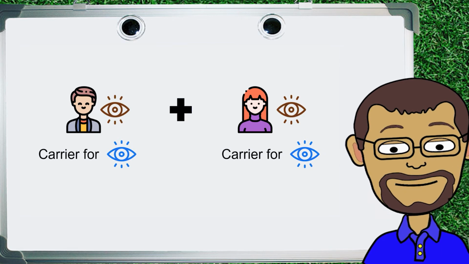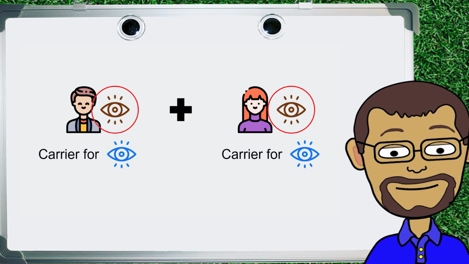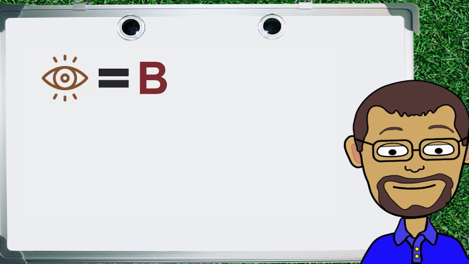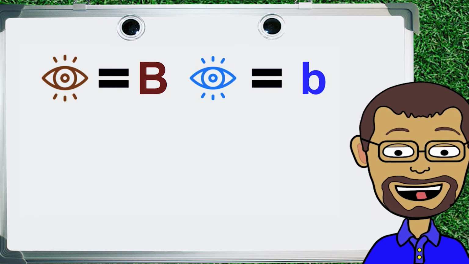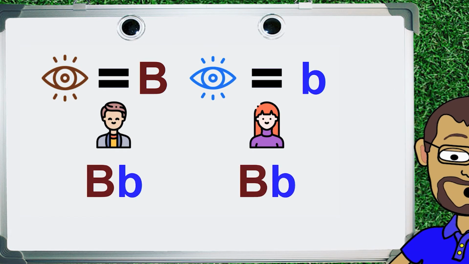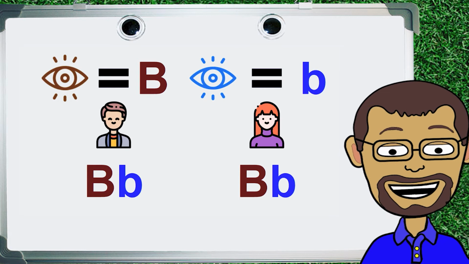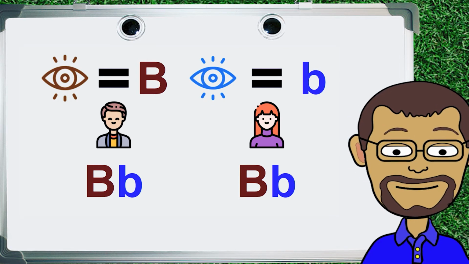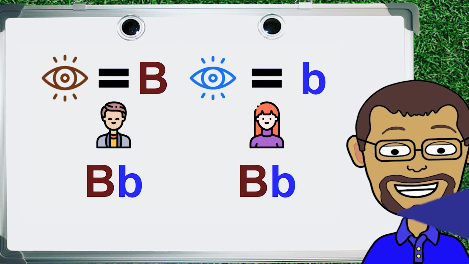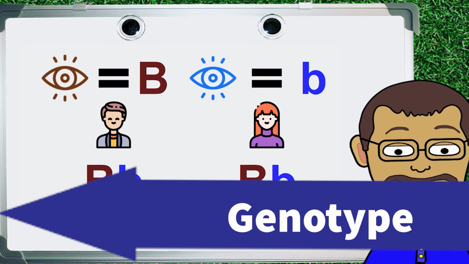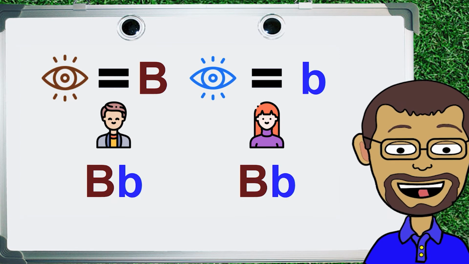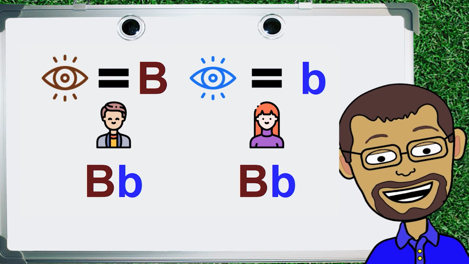All right, so this means that they have one allele for brown eyes, and they have another allele for blue eyes. I'm going to represent brown eyes with a capital B, and I'm going to represent blue eyes with a lowercase b. So the dad has big B, little b, and then the mother also has big B, little b. Big B for brown eyes, little b for blue eyes. This is what is known as their genotypes, or their genetic makeup. Their phenotype is their physical appearance. So they both have the genotype big B, little b, and they both have the phenotype of having brown eyes.